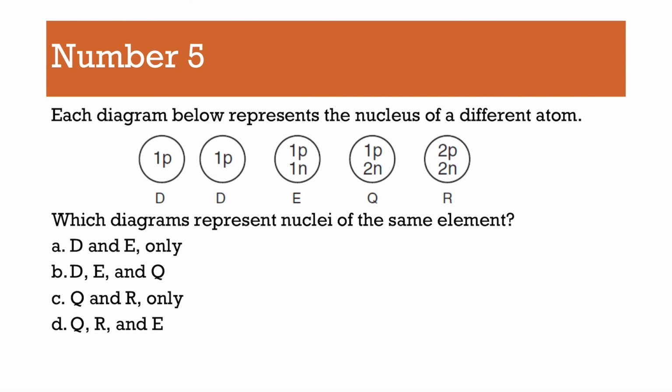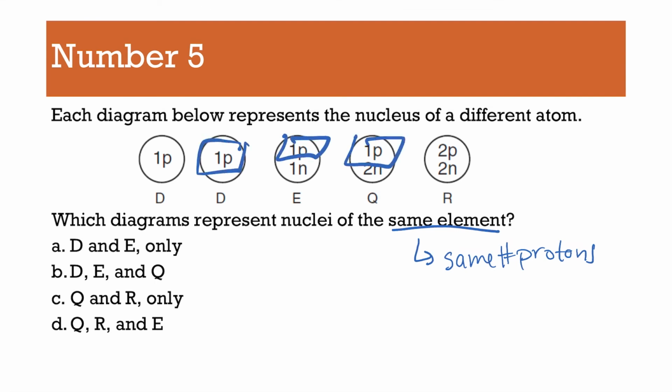Number 5 says each diagram below represents the nucleus of a different atom. Which diagram represents nuclei of the same element? So, same element means you need to have the same number of protons. And so if we look at this, we have two pictures of D, which is pretty cool. So D has 1 proton, E has 1 proton, Q has 1 proton, but R has 2 protons. So R cannot be the same element because it has a different number of protons. So D, E, and Q are the only acceptable answers here.